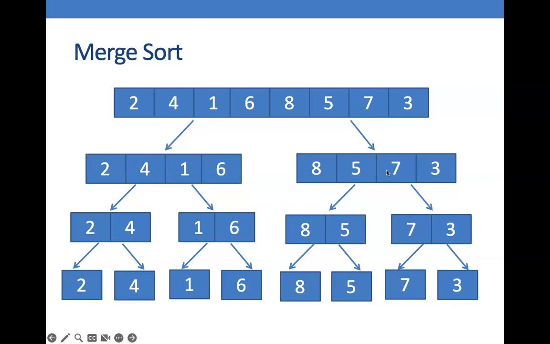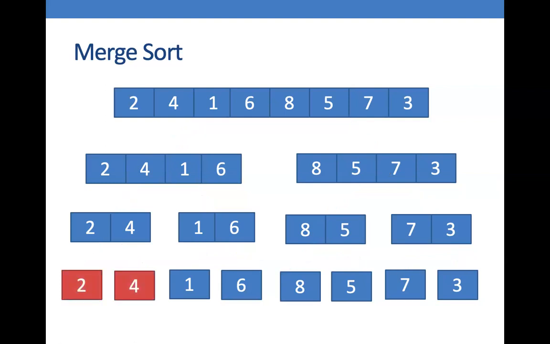So next would be the conquer part. We will start with the individual elements and then sort them. So this is already sorted. And then this 1, 6: is 1 less than 6? It is true, so this is already sorted. And for this 2, 4 and 1, 6, again we are going to sort the list. So we will have 1, 2, 4, 6. Do you see the pattern here? After dividing it, we are going to solve or sort the smaller lists.